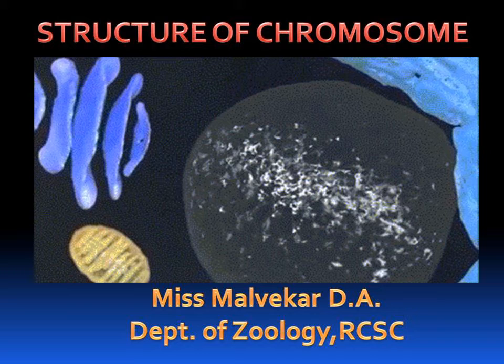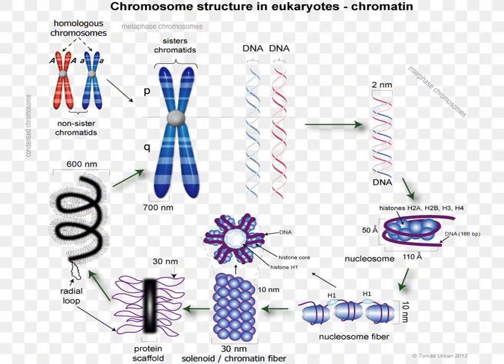Today we will discuss the structure of a chromosome. As we already know, the chromosomes are located in the nucleus, and they play a very important role in determining the characteristics, the morphology and the anatomical characteristics of the body of any organism. They are very important because they consist of the genes. Let us understand how exactly the chromosome is built.